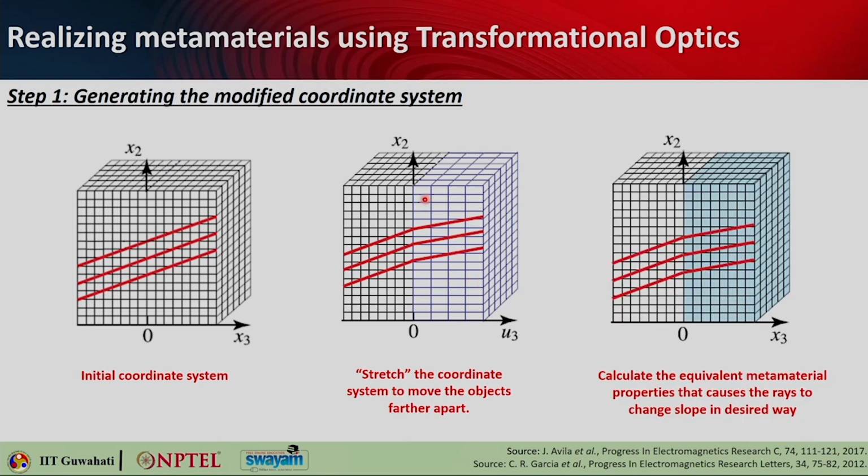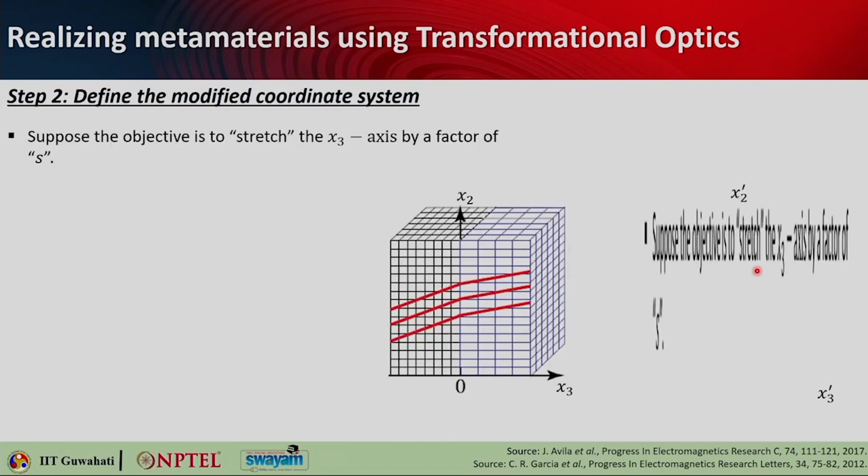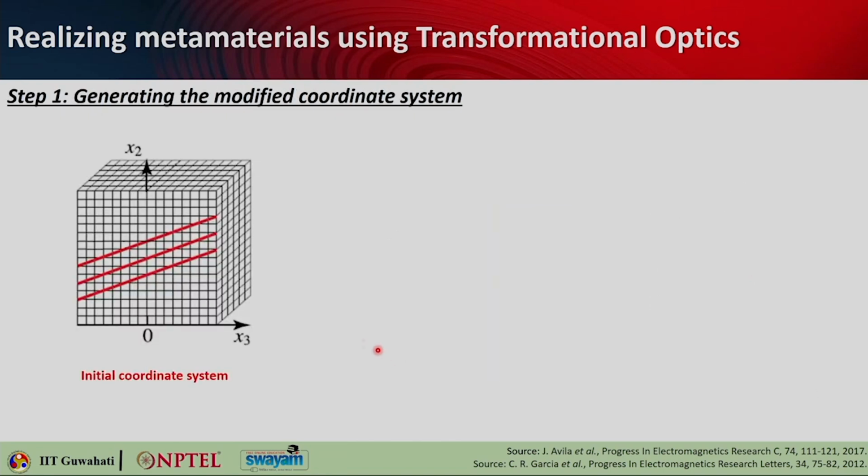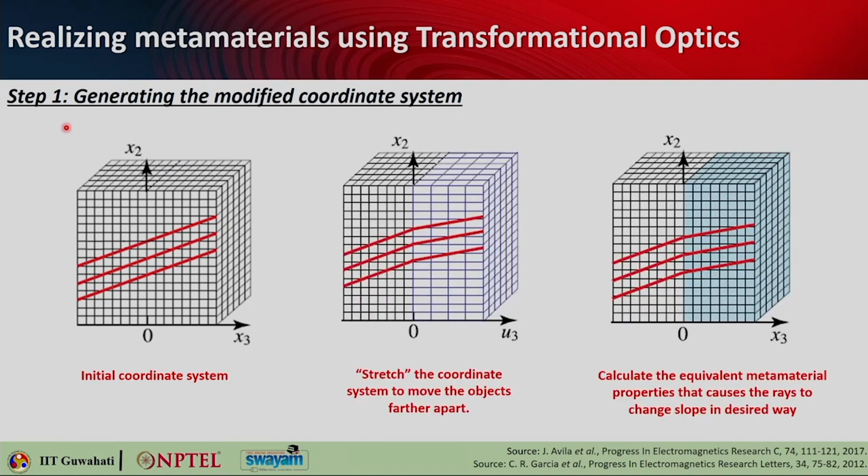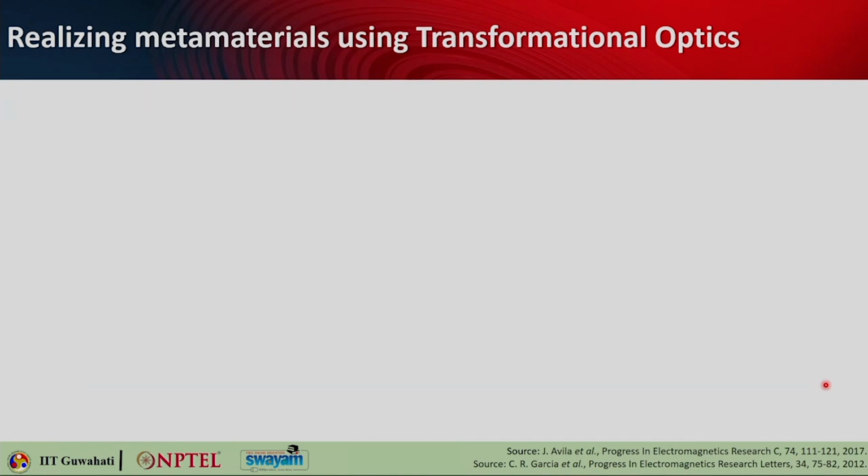Okay. But then this stretching in reality should be accomplished by replacing the right hand side, this particular colored half, with a new kind of material, so that the rays actually remain in this particular slope. So, this was thoroughly discussed in the last lecture, so I will not go into the details of it again. Okay. So, here we have seen that this is basically the step 1 that actually tells us about generating the modified coordinate system, and this is the calculation of the equivalent metamaterial properties that causes the rays to change slope in a desired way. Second would be to define the modified coordinate system.